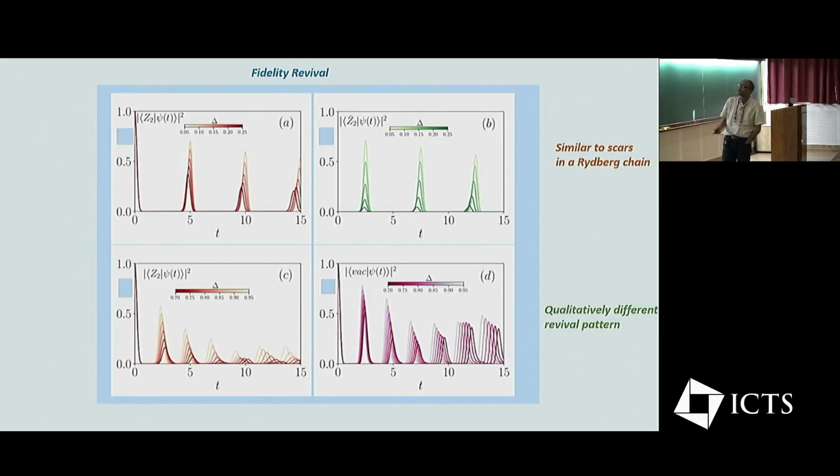And okay, so here are some pictures of these fidelity revivals as a function of delta. So you see that as I increase delta, this thing just goes down, and this is for the Z2 bar initial state. And here, this is at delta equal to 0, both of them, and here at around delta equal to 1, you see that this is the state for vacuum, and this is for Z2. And the picture is again qualitatively different.